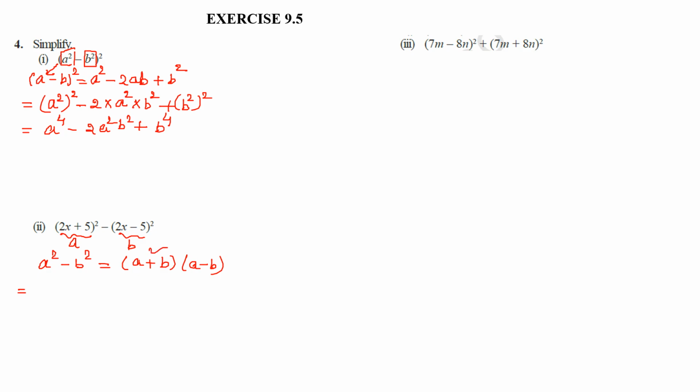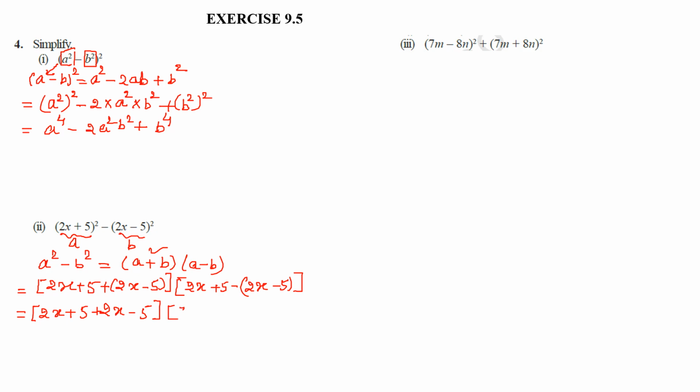So first I am doing a plus b. So it will be 2x plus 5 plus 2x minus 5. I can keep it in brackets also, right? And then a minus b. So 2x plus 5 minus (2x minus 5). Now let's simplify it. So this will give me 2x plus 5, and before the bracket there is a plus sign, so there will not be a change in sign of the expression within the bracket. So it will be as it is, 2x minus 5.